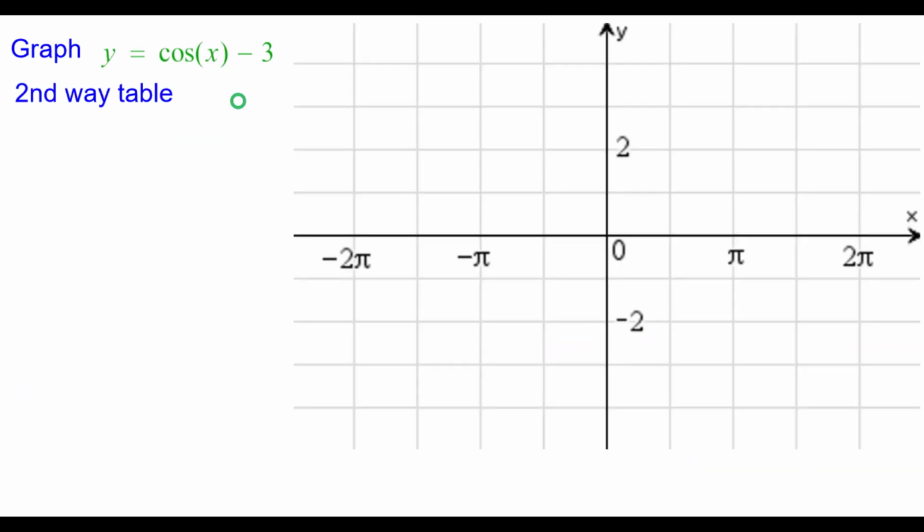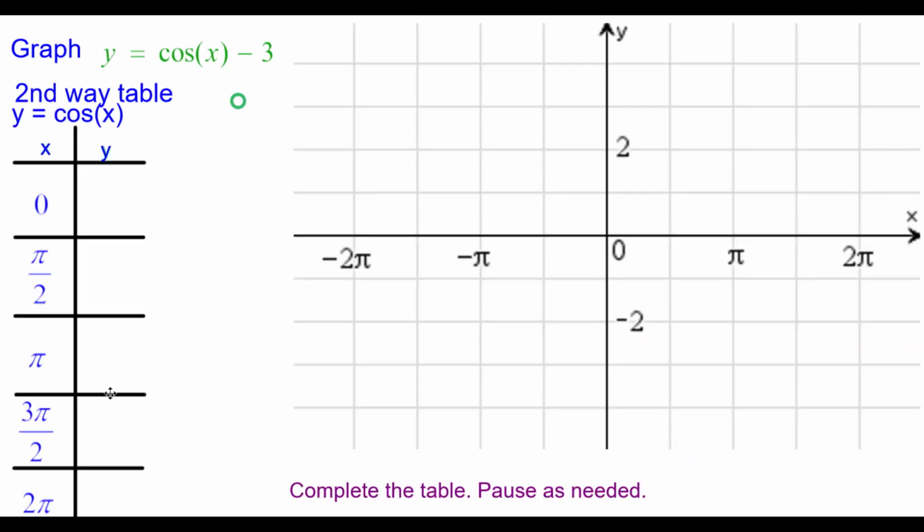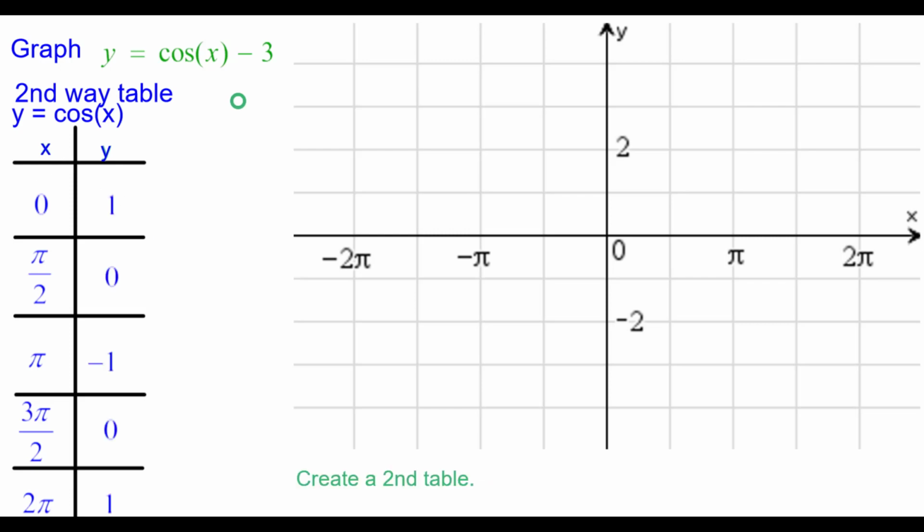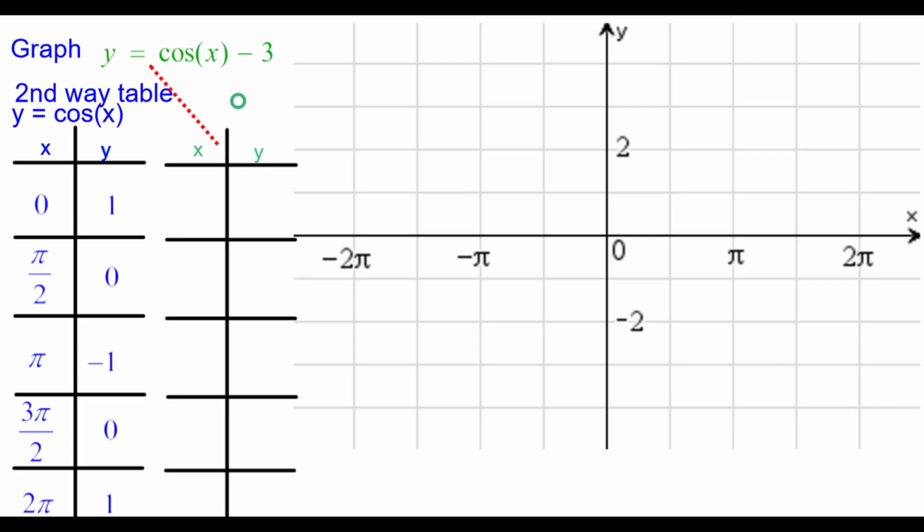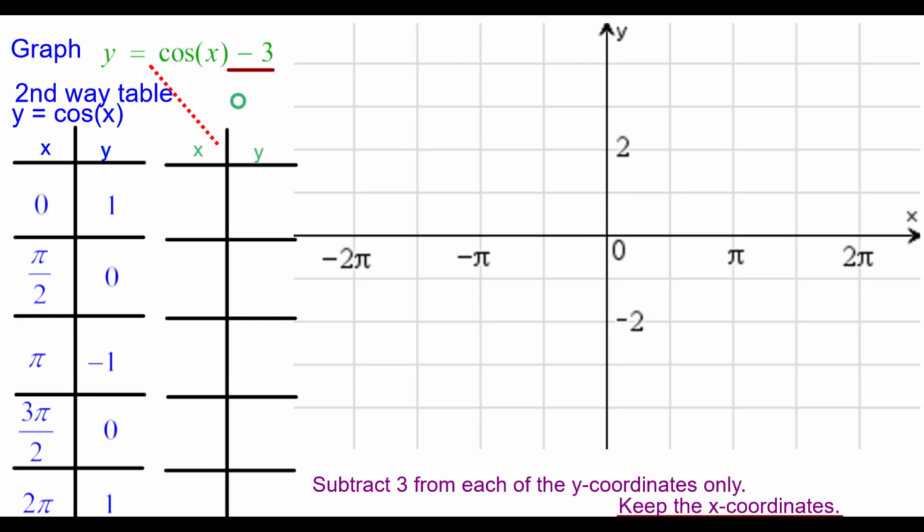A second way to do this would be using a table. So we'll start with our axes values in the table and ask you to create a second table here in green. We're going to subtract 3 from each of the y-coordinates only. There's nothing happening to the x-coordinates. So we're going to keep those x-coordinates the same. So let's just go ahead and populate the table there with those values. And let's go ahead and subtract 3 from each y-coordinate.